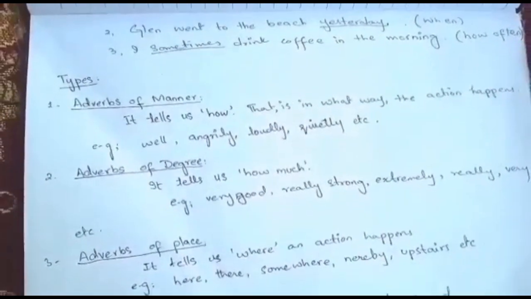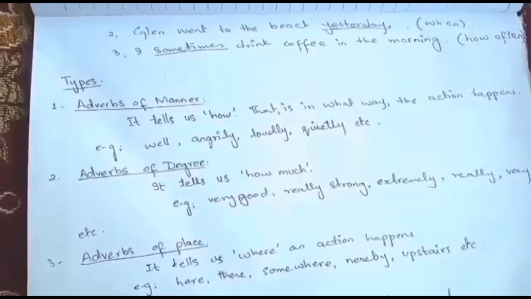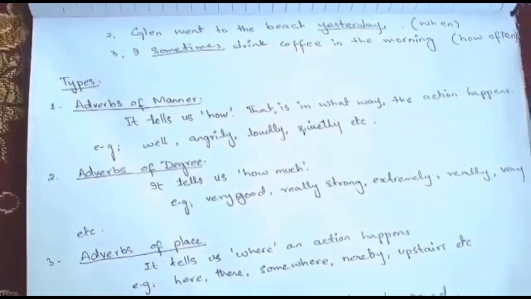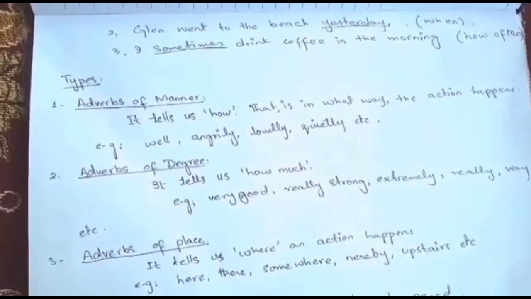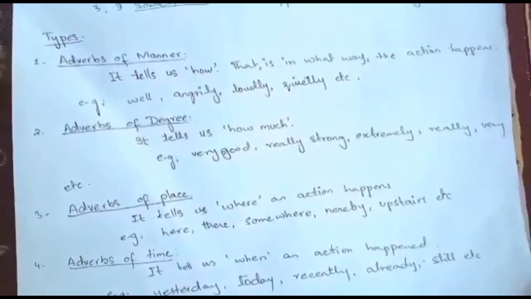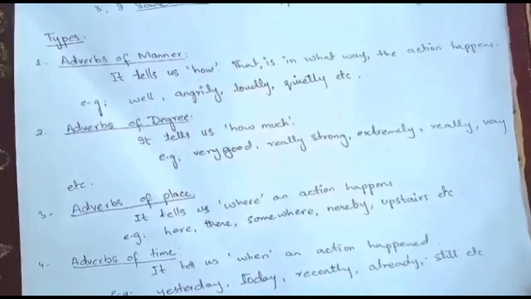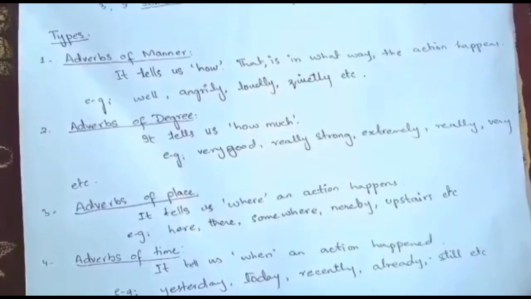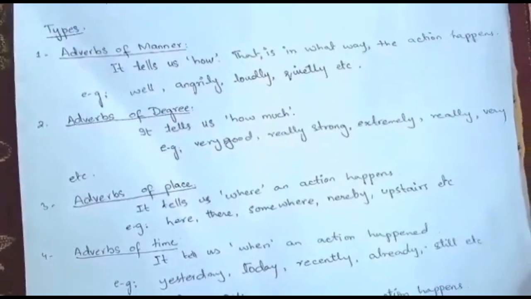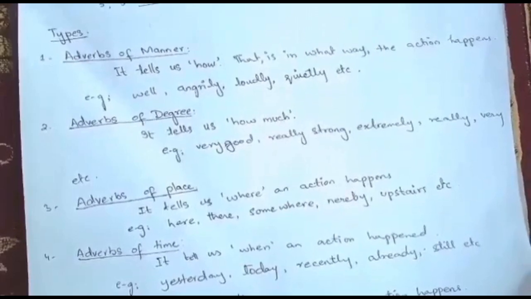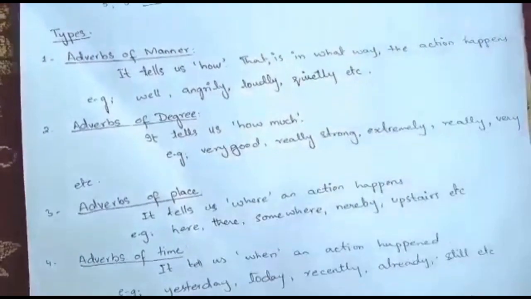So you see all the different things that adverbs can do, and based on these functions or jobs that they do, adverbs are divided into 5 common types. Number 1, adverbs of manner. Number 2, adverbs of degree. Number 3, adverbs of place. Number 4, adverbs of time. And number 5, adverbs of frequency.